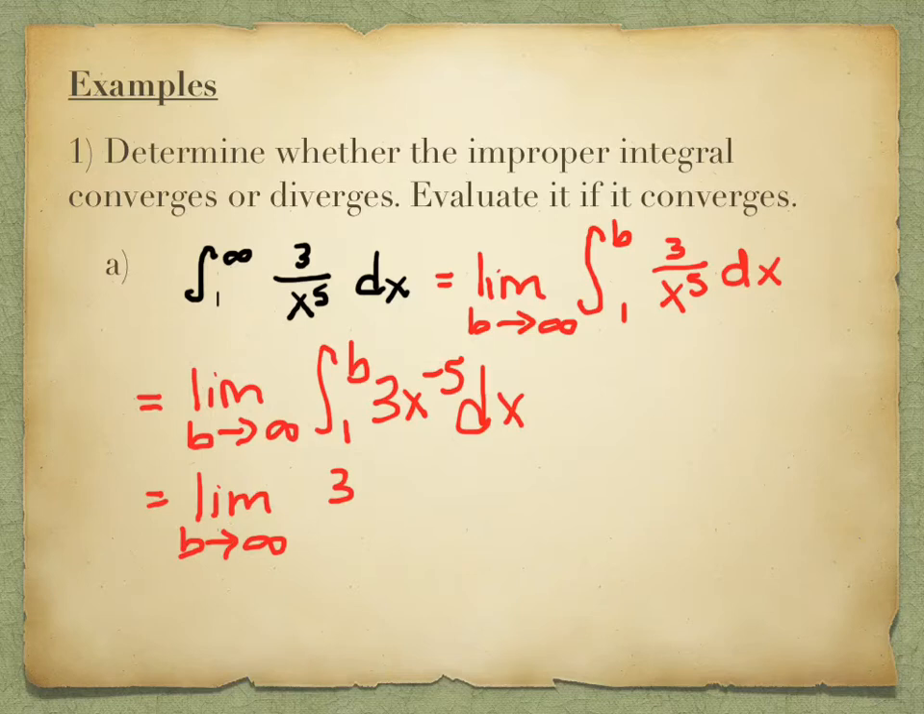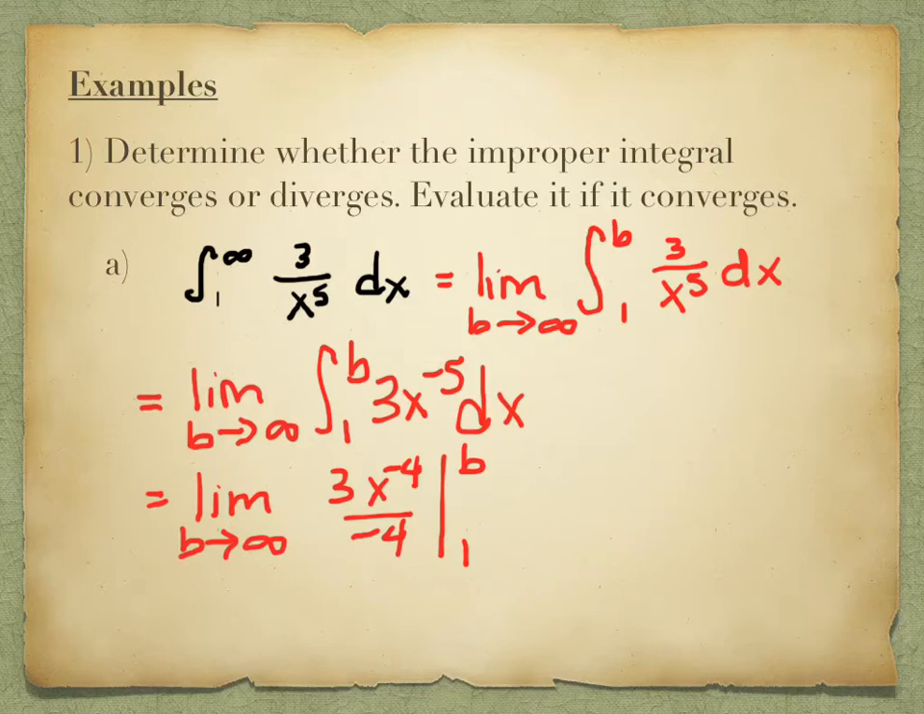What's the antiderivative of x to the negative 5th? There we go. Okay, so the 3 stays put. The antiderivative of x to the negative 5th is x to the negative 4 over negative 4. Is everybody good? Okay. And then with definite integrals, we draw this line and we put the evaluative limits, the ones we want to evaluate them at, on the top and bottom. So now we have b on top, we have 1 on bottom.